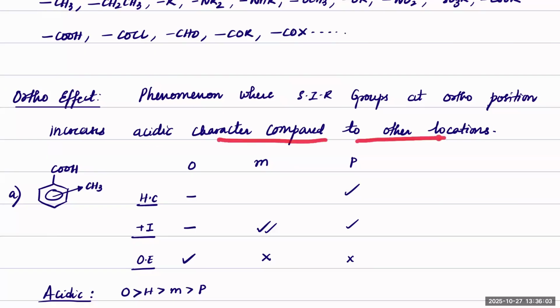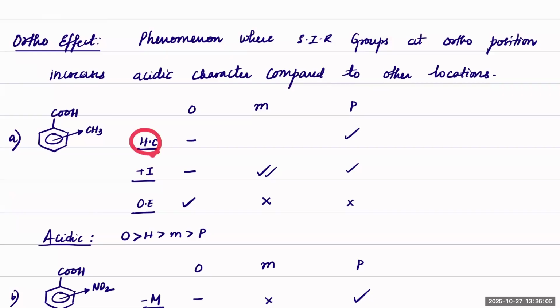So you can see at the ortho position, you will not see any hyperconjugation or hyperconjugation plus psi or anything. You will only check out the ortho effect. Correct? If the ortho effect is there, it automatically means it is most acidic.